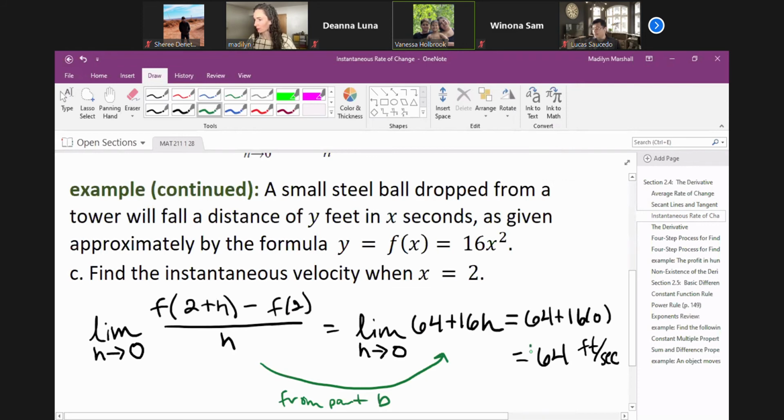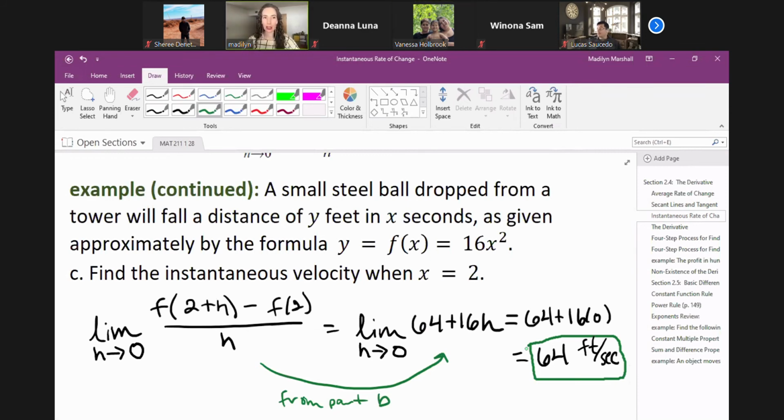How do you tell when you plug your limit into the equation versus if you have to calculate something? How do you tell when you're supposed to do what? So plugging in is like the first try. If we can just plug in the number and we don't get anything undefined or undetermined, then we can just plug it in. The only thing that would be undefined would be a 0 in the denominator, right? Right. Okay. I'm sorry, go ahead.